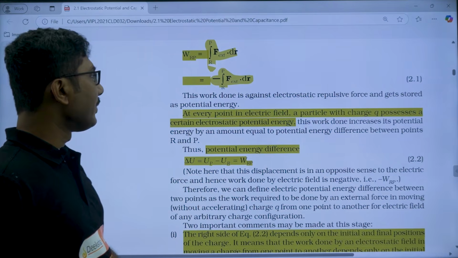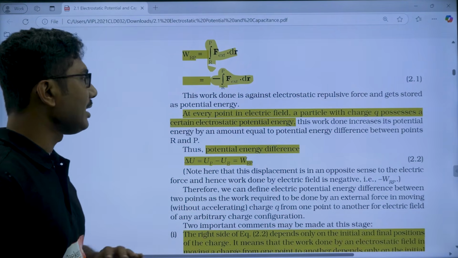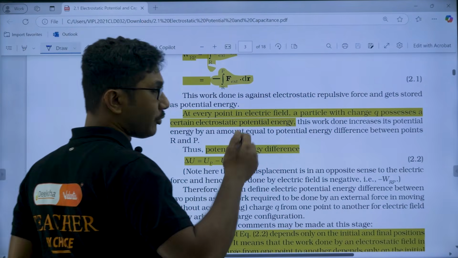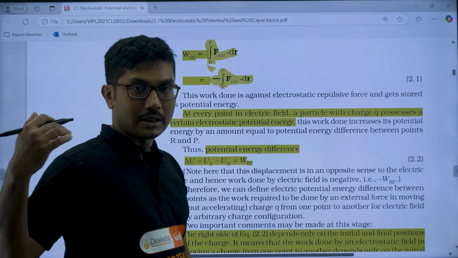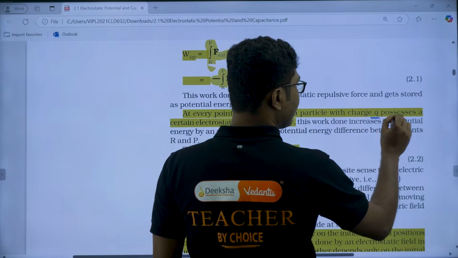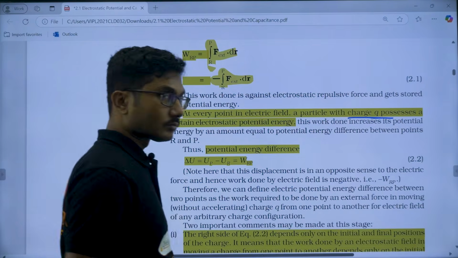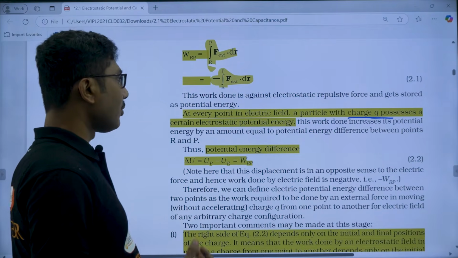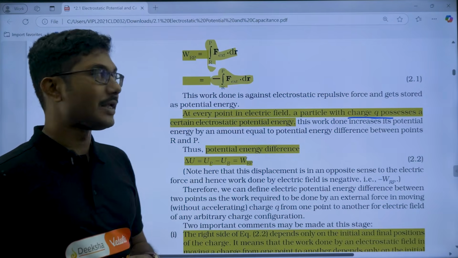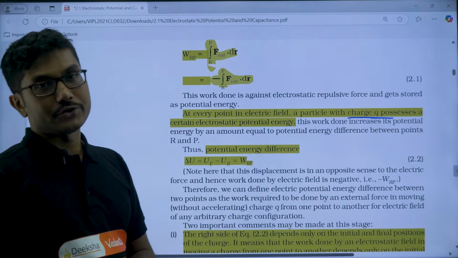At every point in an electric field, a particle with charge q possesses a certain electrostatic potential energy. You have to be careful here, it is not electrostatic potential. Potential is a different thing, and we will learn about it in a while; it has its own definition as well. But what I am emphasizing here is that the charge q is very important, and it possesses a certain electrostatic potential energy. So if there is an electric field and a charge q, there will be an associated electrostatic potential energy.